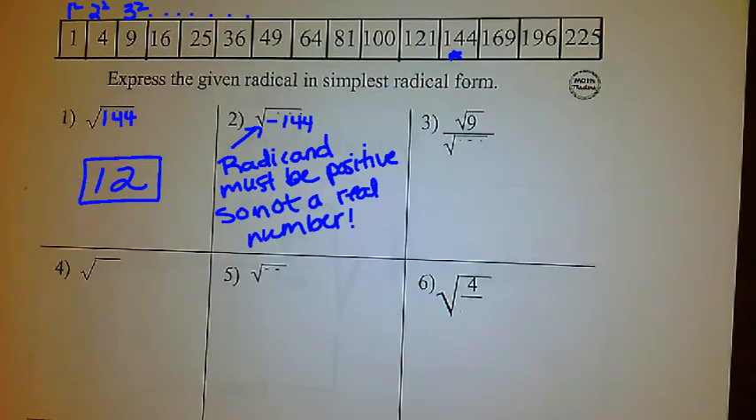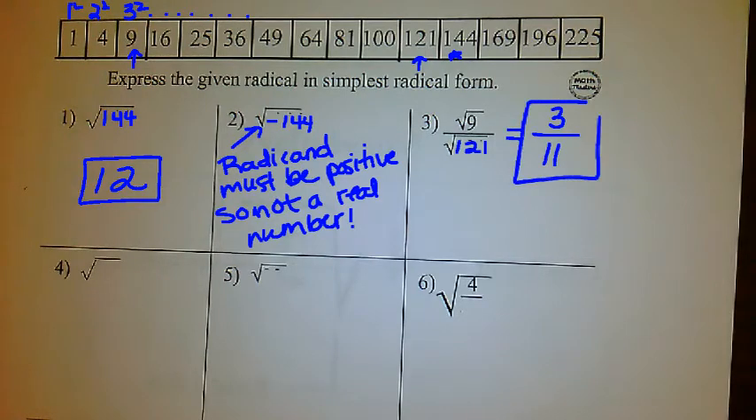The next one we have, and yours are already filled in, I don't know why this happened on mine, is the square root of 9 over the square root of 121. Both of those are on here. You're going to simplify them separately, but keep them as a fraction. The square root of 9 is 3, and the square root of 121 is 11. And that's your final answer. Easy as that.